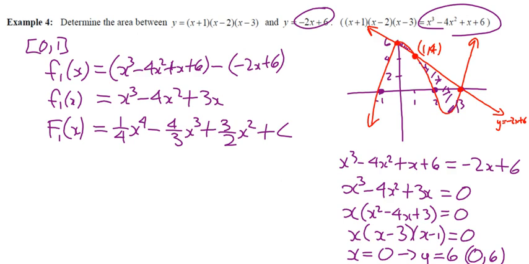And then on the interval from 1 to 4. No, not 1 to 4. Sorry, from 1 to 3. 1 to 3, yeah. The point was 1, 4. The interval is 1 to 3. So let's call that little f2. And in this case, the linear is up top.